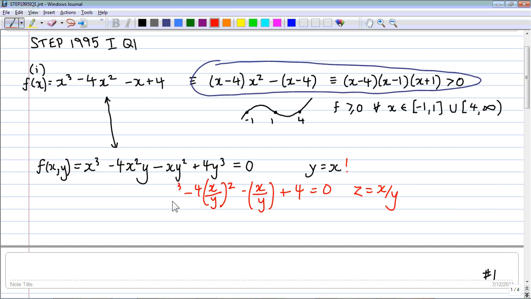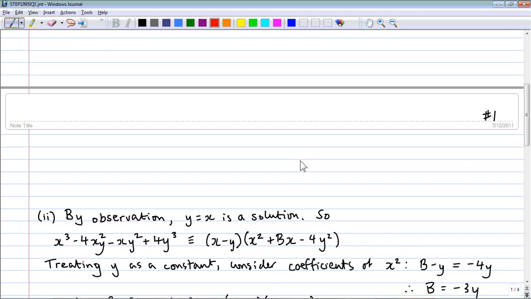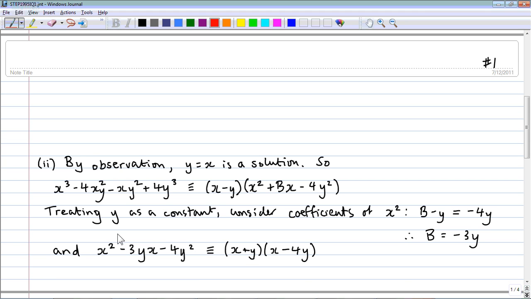And again, it does use the first part of the question. But let's just suppose we went the other way and we said, oh, y equals x is a solution. How could we go from there to solving it entirely? Well, we again use the idea of factorization, and I've already written this out, so I won't write it again. So by observation, if y equals x is a solution, we can use that as a factor.